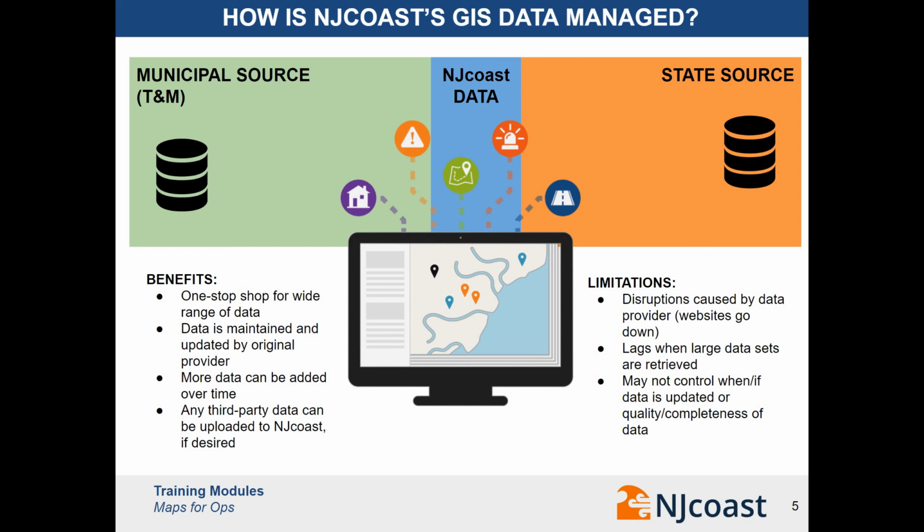The limitations of the system, well, when you federate your data in this way, you could have a disruption from the data provider that causes the data not to be available, right? There's always a possibility that a website goes down. You've experienced this in other facets of your life. And so the data provider may be having problems on their side on a given day, and that might mean that that data is temporarily not available in NJcoast when you log in.